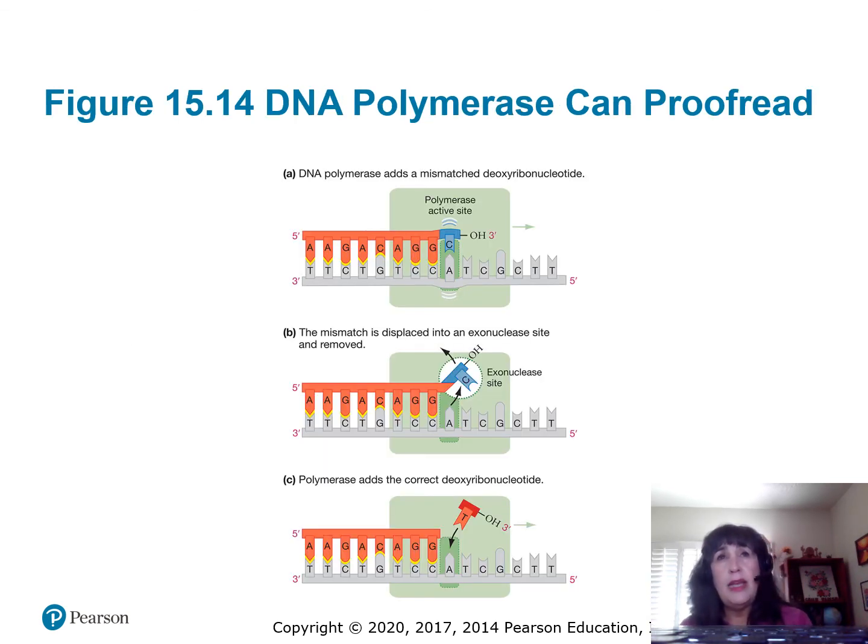So here you see DNA polymerase proofreading. Here you see at the polymerase active site, and here you see that A and C do not match each other. It should be A and T. So notice the C is knocked out, that base is knocked out, and it's replaced with the correct one in the proofreading system.